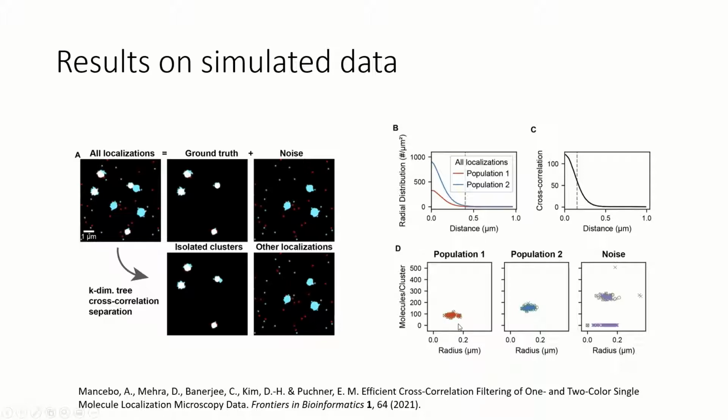Here we show the distributions of molecules per cluster, as well as the radii of the clusters. And we show in green circles the ground truth, and in red X's the recovered molecules. And we show that we can recapitulate the original ground truth to high accuracy and exclude the noise.